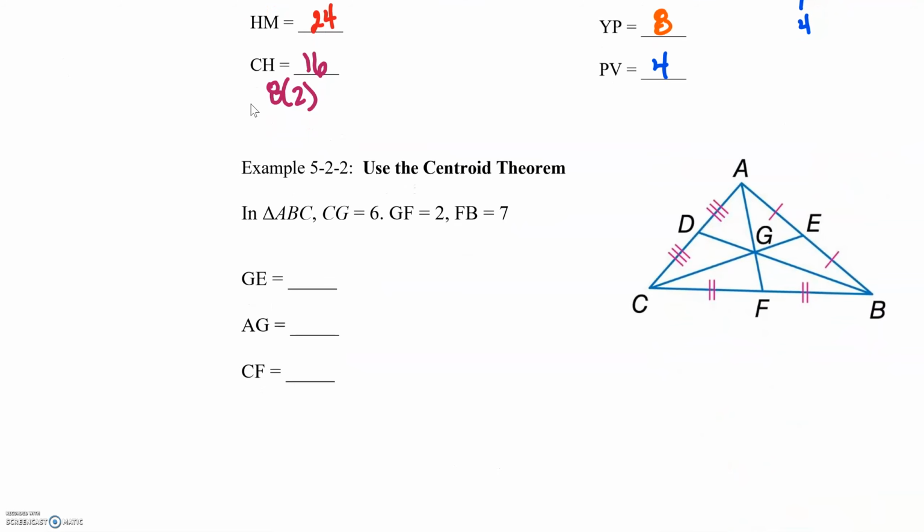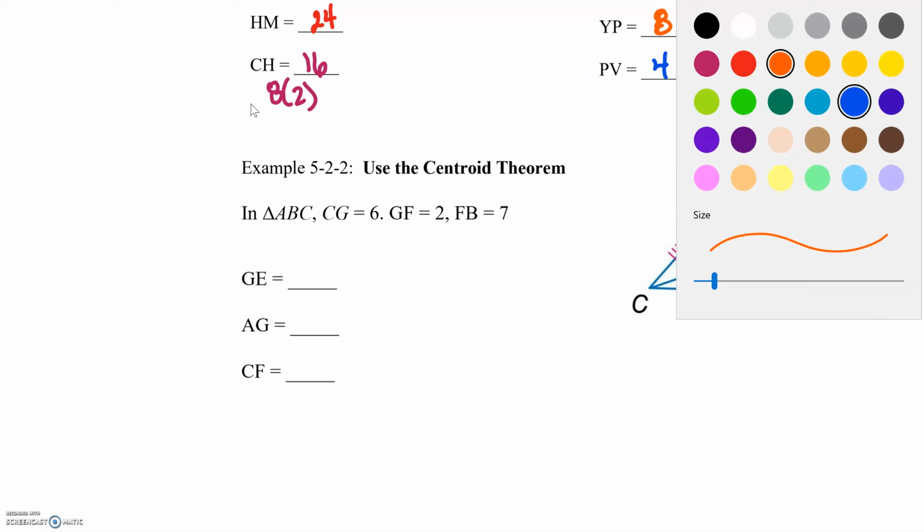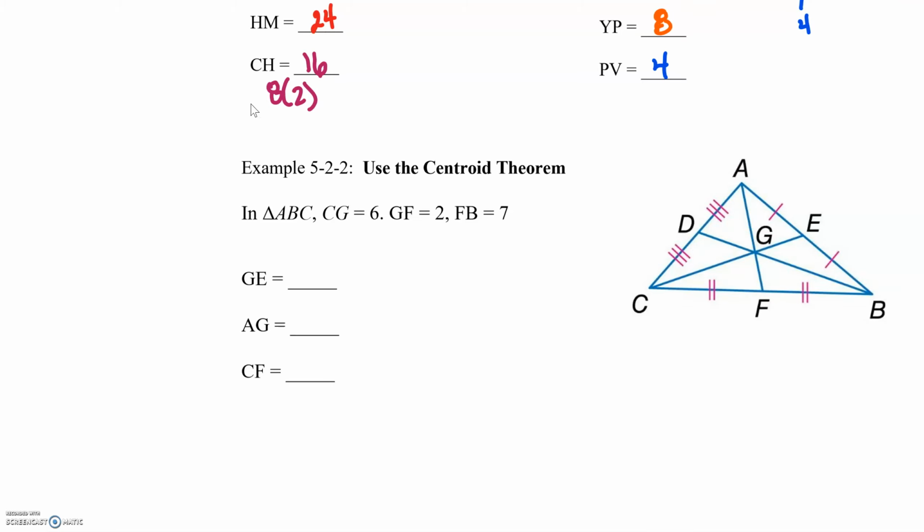So go ahead and try this one. Label all your pieces, and then figure out, so if CG here is 6, and GF here is 2, and FB is 7. Go ahead and figure out what those 3 pieces are, and then check when you're ready.